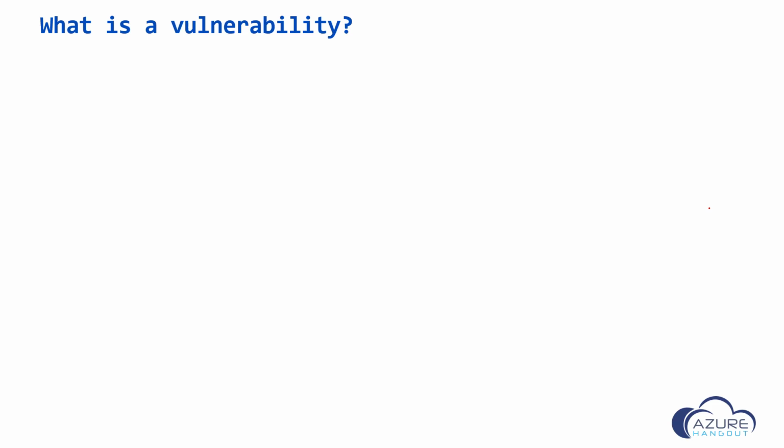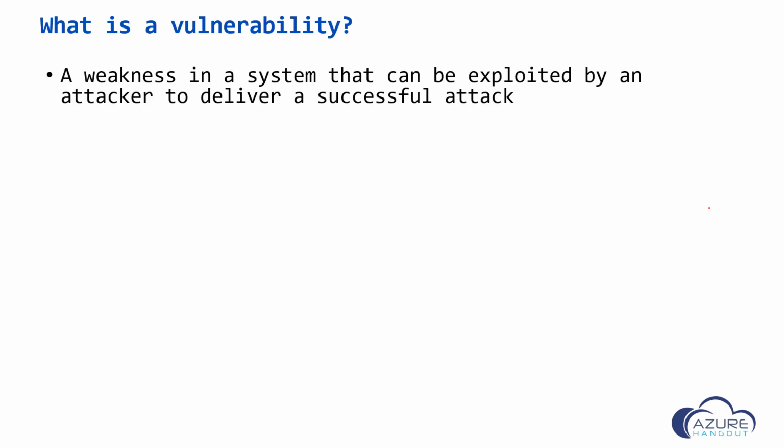And let's have a look at what a vulnerability is. A vulnerability defines a weakness in a system that can be exploited by an attacker to deliver a successful attack. So in other words, there's been a mistake somewhere that an attacker has seen, and the attacker knows they can exploit it to deliver a successful attack.